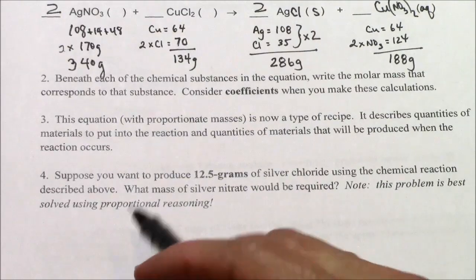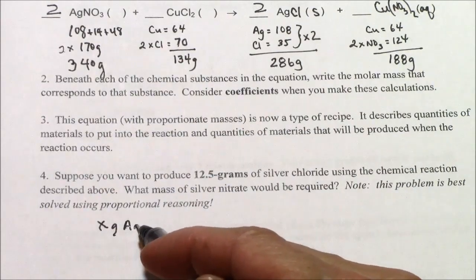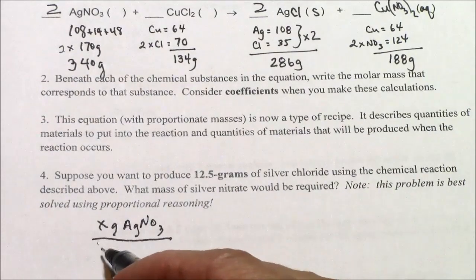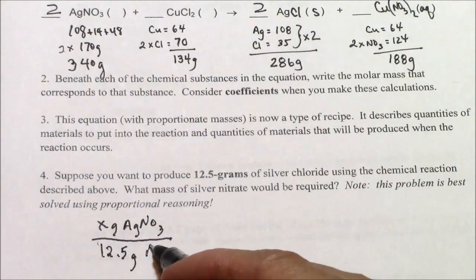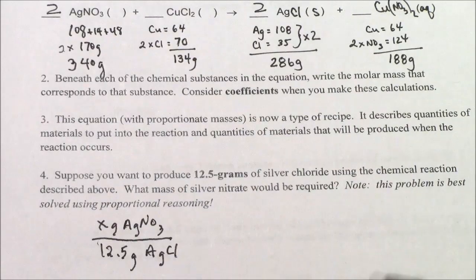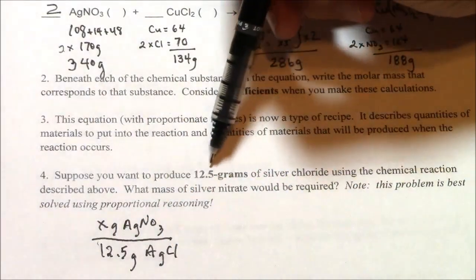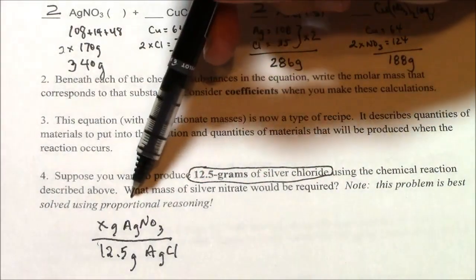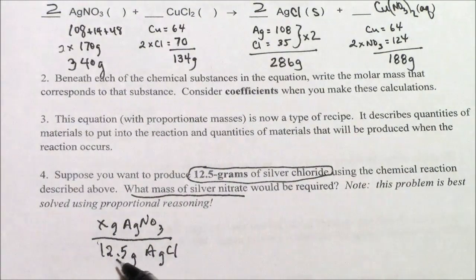Here's how I'll start this. I'll say X grams silver nitrate corresponds to 12.5 grams of silver chloride. This is the question expressed mathematically. This is the known, 12.5 grams of silver chloride. This is the unknown, what mass is silver nitrate? X grams silver nitrate, don't know that. 12.5 grams of silver chloride is the desired product.